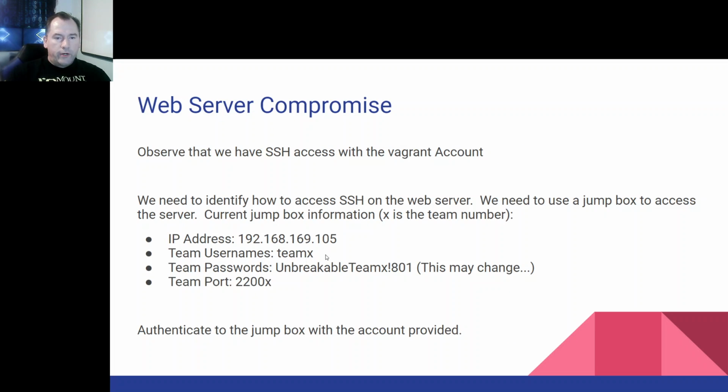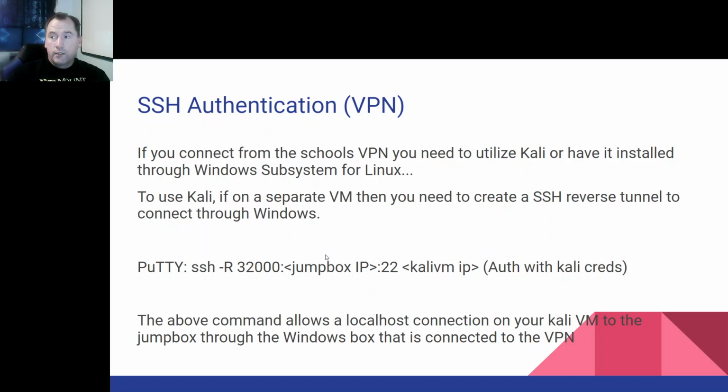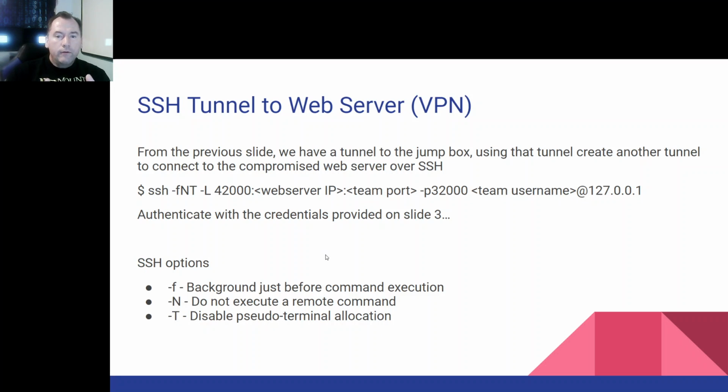So real quick to summarize, we've created a tunnel from the Windows 10 workstation to my Kali VM to allow my Kali VM to then SSH into the environment to my jump box. And this is only if you need the VPN. Now I have that tunnel over port 32,000. Now I've created another tunnel that appears on port 42,000 that is inside the tunnel of 32,000 for connecting to the compromised web server over SSH.